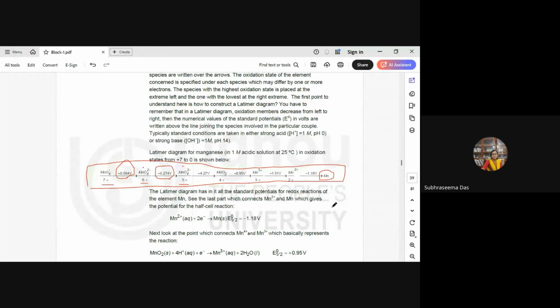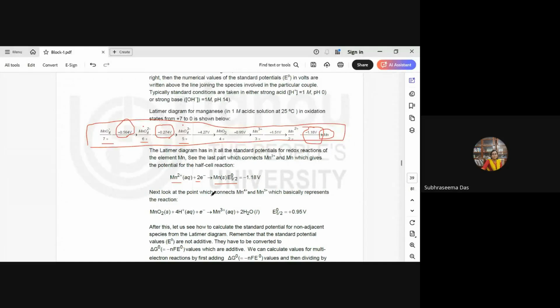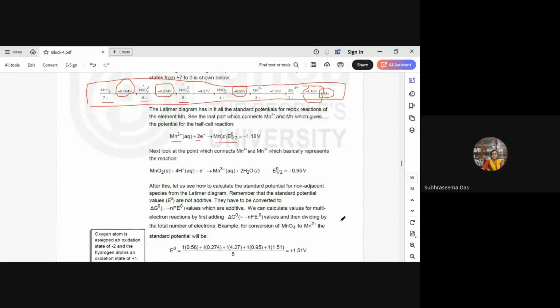The Latimer diagram has the standard potentials for redox reactions of an element. Now the last part connects Mn2 plus and Mn. The half cell reaction can be written as Mn2 plus taking up two electrons to form Mn 0, and the E0 half is given as minus 1.18 volt. Again, for Mn4 plus and Mn3 plus, the E0 half is equal to plus 0.95 volt.